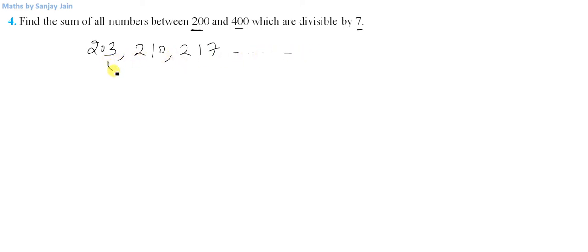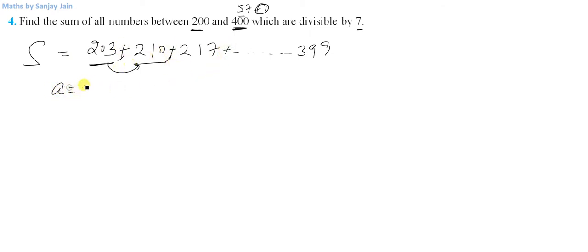I am writing the next number by adding 7 to the previous. So after 203 this will be 210, which is divisible by 7. So what will be the last number? If you divide 400 by 7, 7 5s are 35, 7 7s are 49. So 399 will be completely divisible, because 400 gives me 1 as the remainder, right? So the previous one, that is 399, is completely divisible. So these are the numbers of which I want the sum.